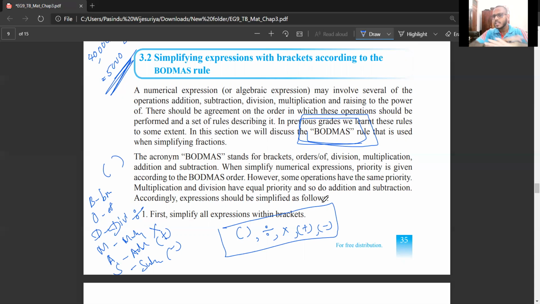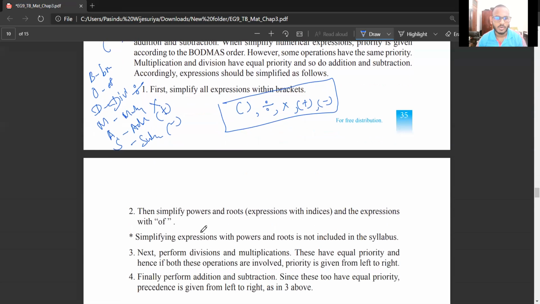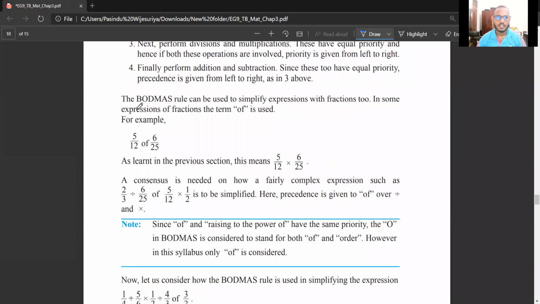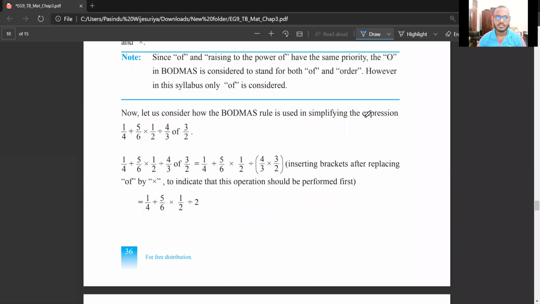Then after there are no brackets, divide the ones that need to be divided, then multiply the ones that need to be multiplied. Once multiplications and divisions are done, add the remaining ones, and after that subtract. That is the order. Okay, so that is the BODMAS rule.